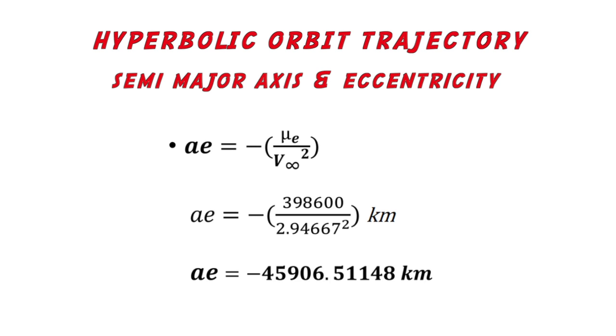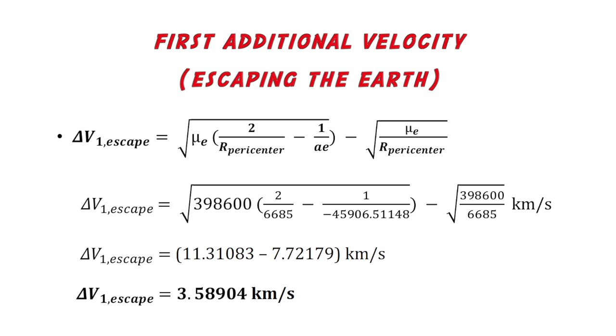Once the satellite's escape velocity from the Earth's orbit is obtained, other parameter data is needed, such as the semi-major axis and the eccentricity of the hyperbolic orbit trajectory. From there, we can calculate the additional velocity needed by subtracting the satellite's velocity at the pericenter of the Earth's parking orbit, which happens to be an elliptical trajectory, from its velocity at the pericenter of the hyperbolic orbit. Delta V1 obtained from the calculation is 3.58904 km per second.